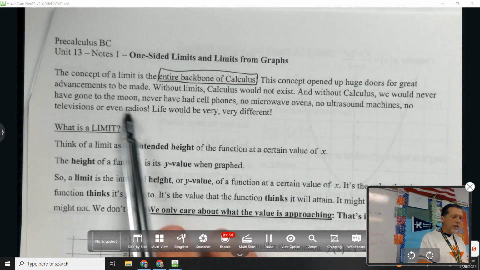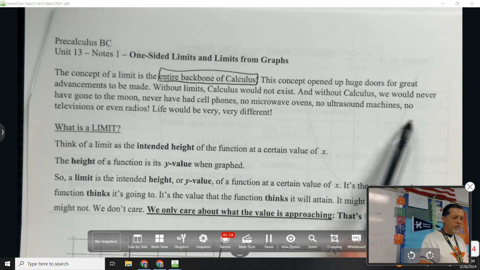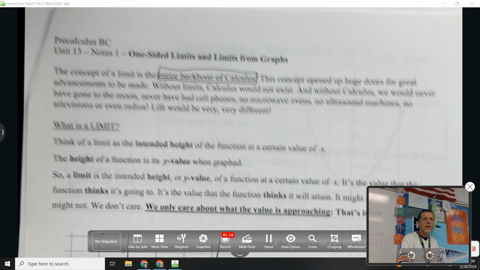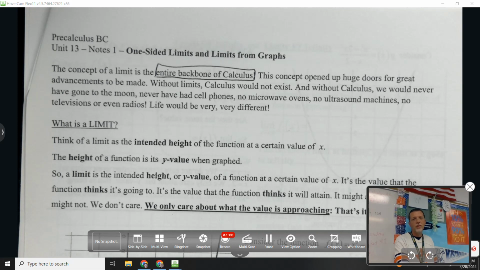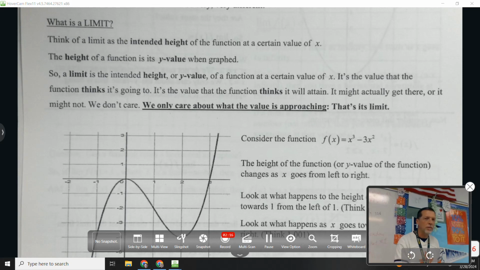And without calculus, we wouldn't have gone to the moon, cell phones, microwaves, ultrasounds, TVs, radio, tons of things result from calculus. Students and even administrators always want you to introduce a real-world application of what you're learning. You're like, well, it's kind of hard. In calculus, it's pretty easy to give the real-world applications of what we learn. But it starts with limits.